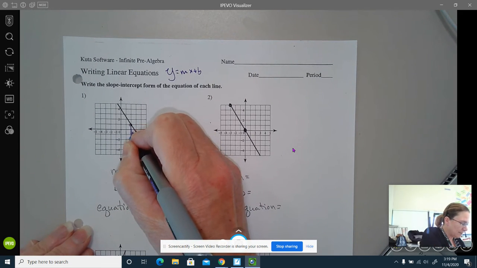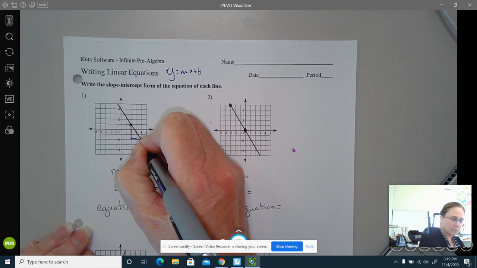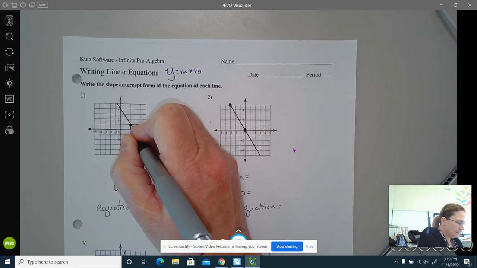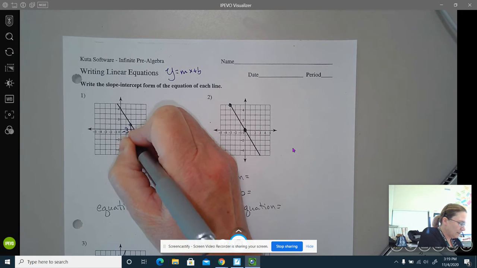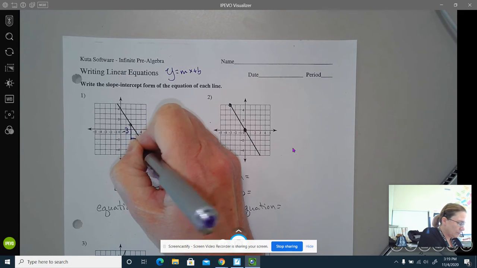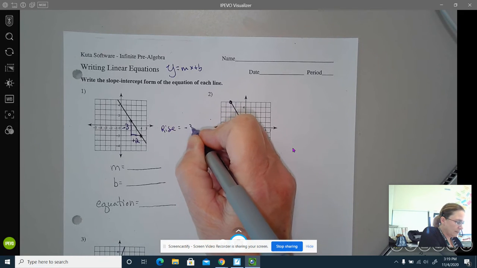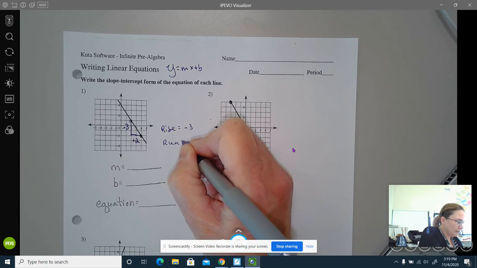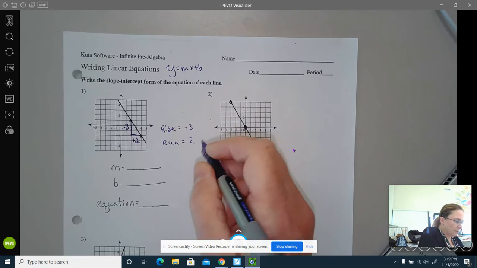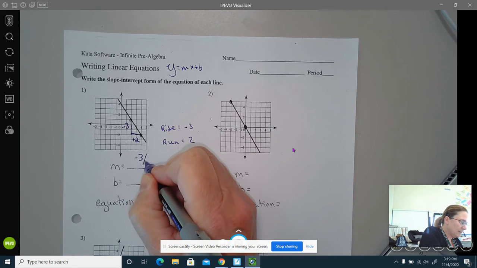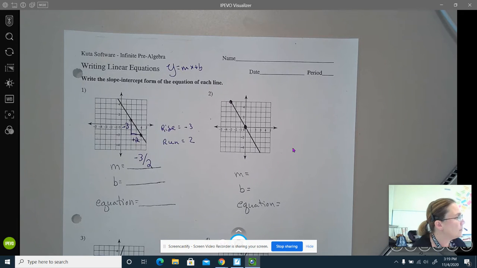So I make my right triangle, attaching my two perfect points. From the point on the left, I went down 3 and I went right 2. So my rise is -3 and my run is 2. And when I put that together, rise over run, it becomes -3 over 2. So that is my m, which is my slope.